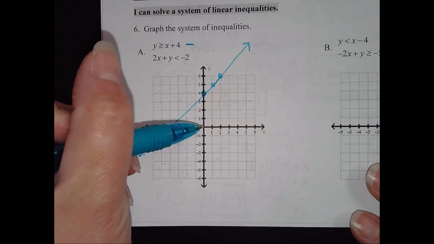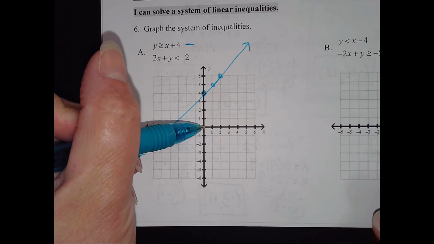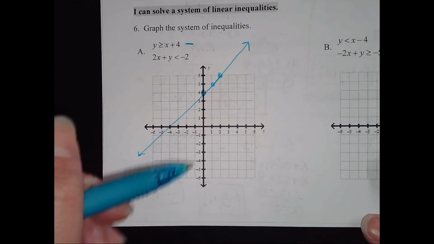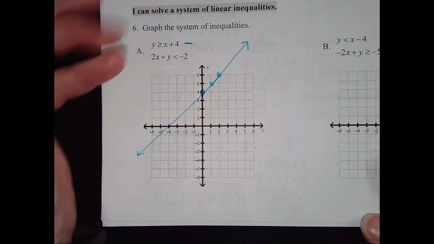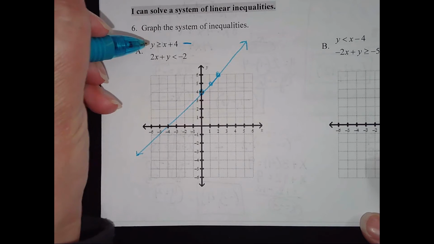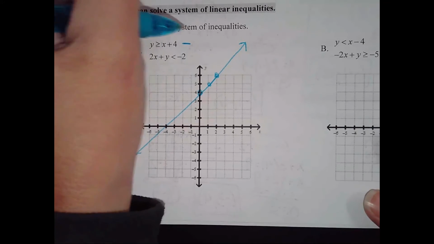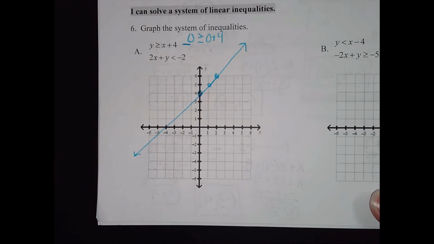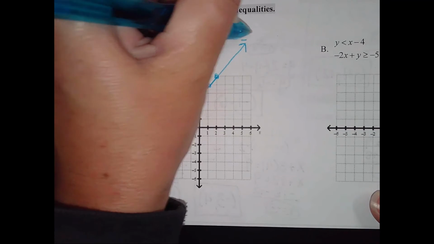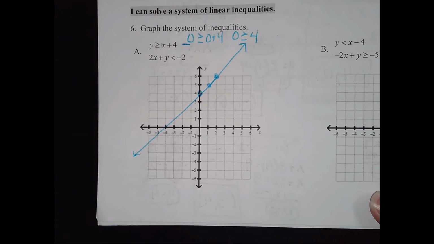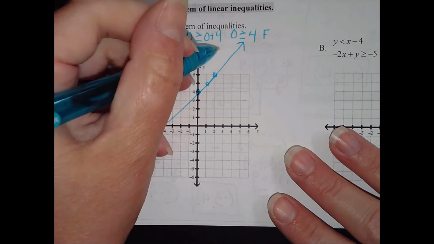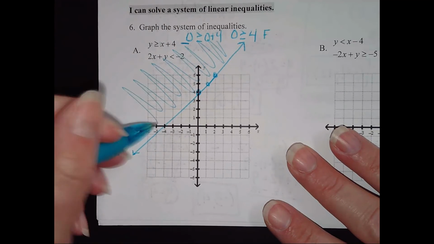Because our line is not going through 0, 0, we're going to pick 0, 0 to see, are we going to shade on the side of my line where 0, 0 is, or are we going to shade on the other side? So you plug 0, 0 in for x and y. So we get 0 is greater than or equal to 0 plus 4. So we get 0 is greater than or equal to 4. Is that true? No, that's false. So that means that you don't shade on the side of your line where 0, 0 is. You shade on the other side.